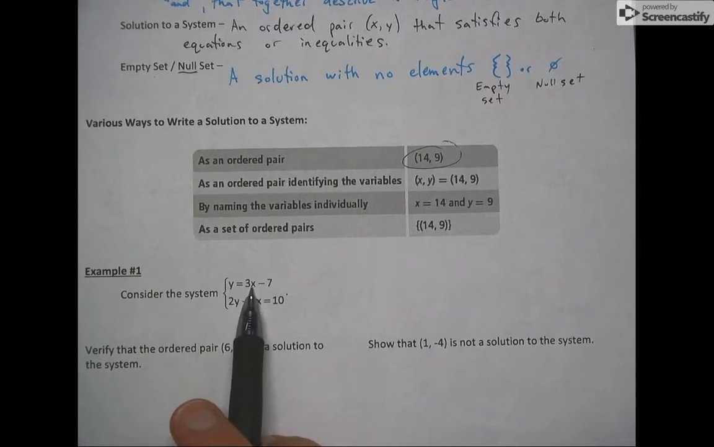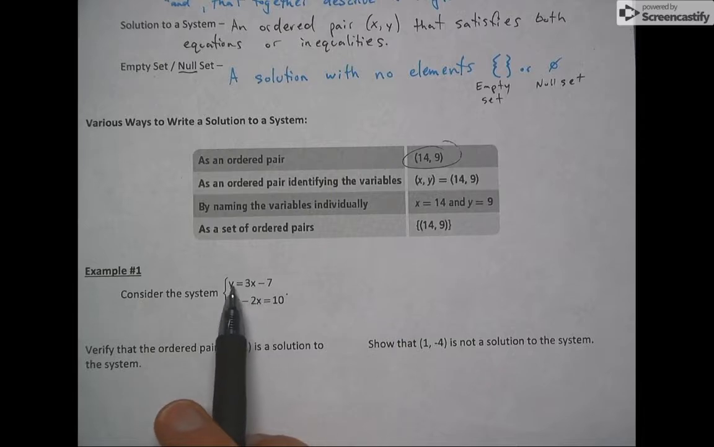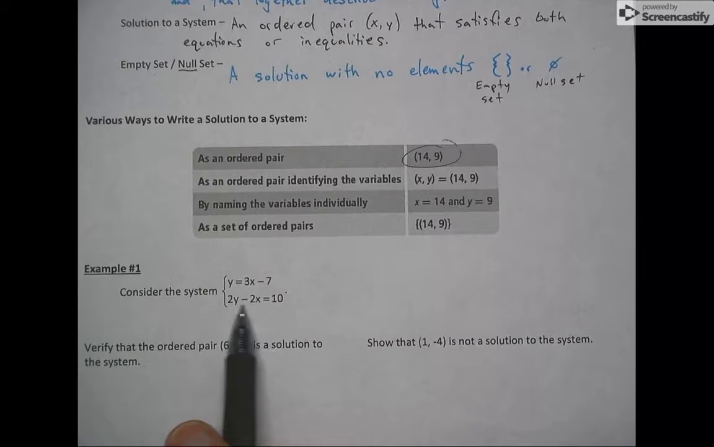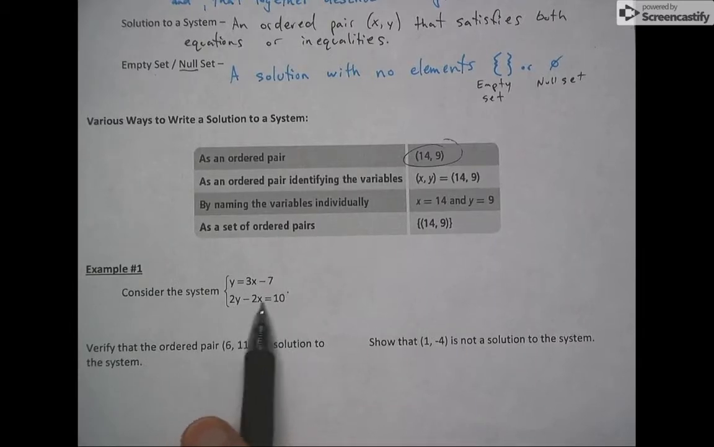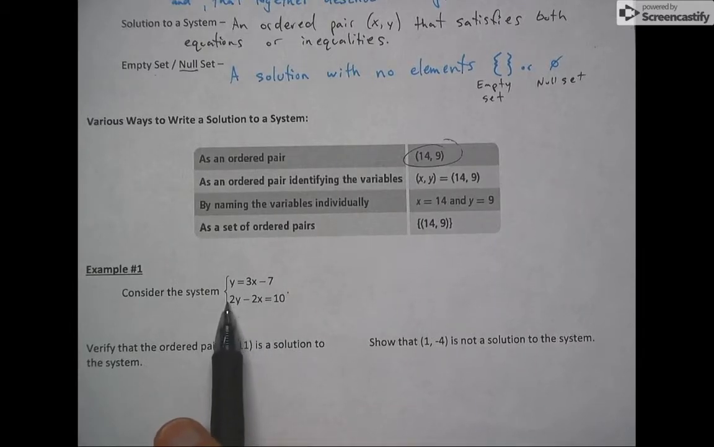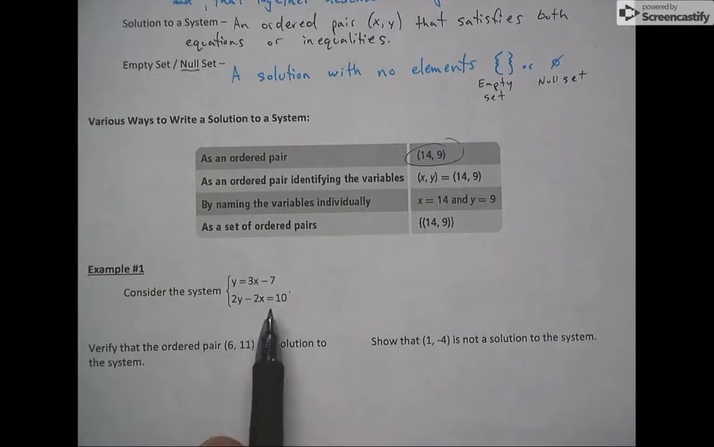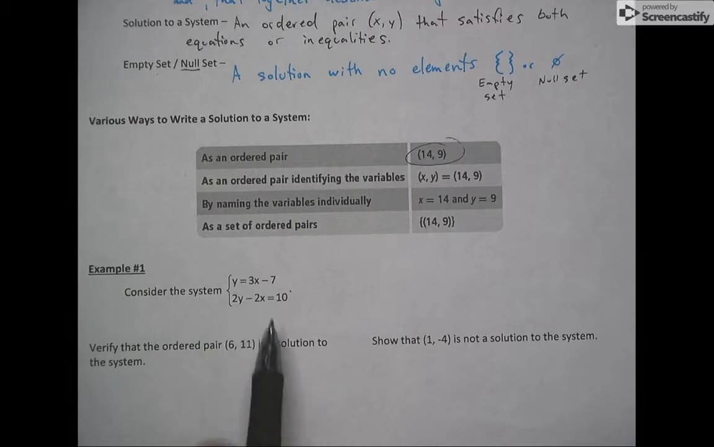So if I plugged in 0, I'd get 0, 0 minus 7 is negative 7. So the point 0, negative 7 works for this first one. But if I plug in 0 and negative 7 for x and y in the second equation, 0 goes here, 7 goes here, 2 times 7, I don't get 10. It does not work here. So the point 0, negative 7 is a solution for the first equation, but not the second. And what we're looking for is the ordered pair that solves both of these. And that's not always so easy to find.